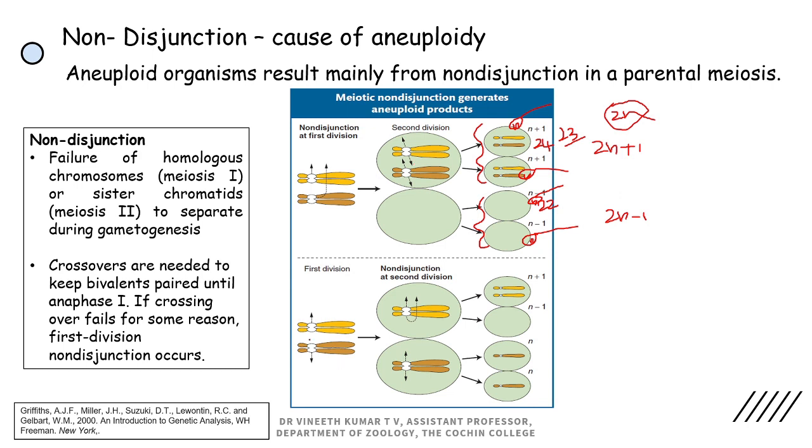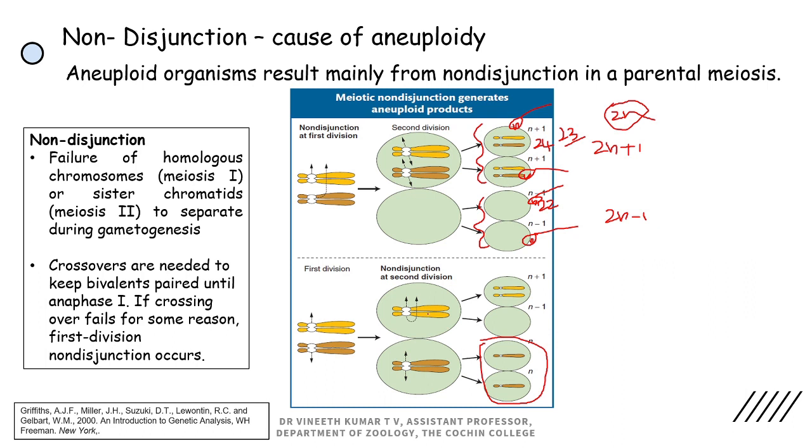Now we are going to take the condition of what happens if non-disjunction happens in meiosis 2. We are considering that M1 is normal. This is reduction division, one has moved here and the other has moved there. And we are taking a condition where these two cells show normal M2. So this is the normal condition, where each cell will receive one of the sister chromatids. This is normal meiosis 2, where the sister chromatids are separated into two cells.